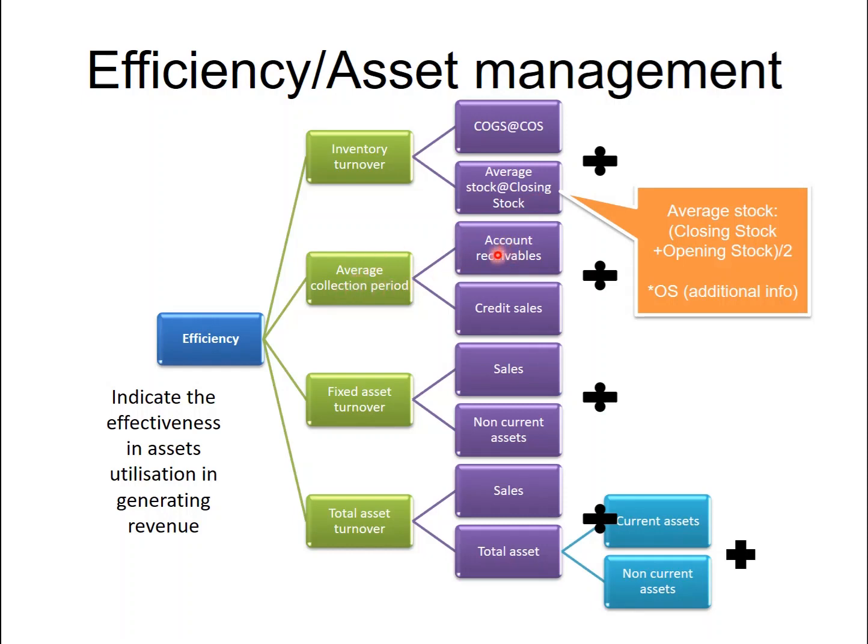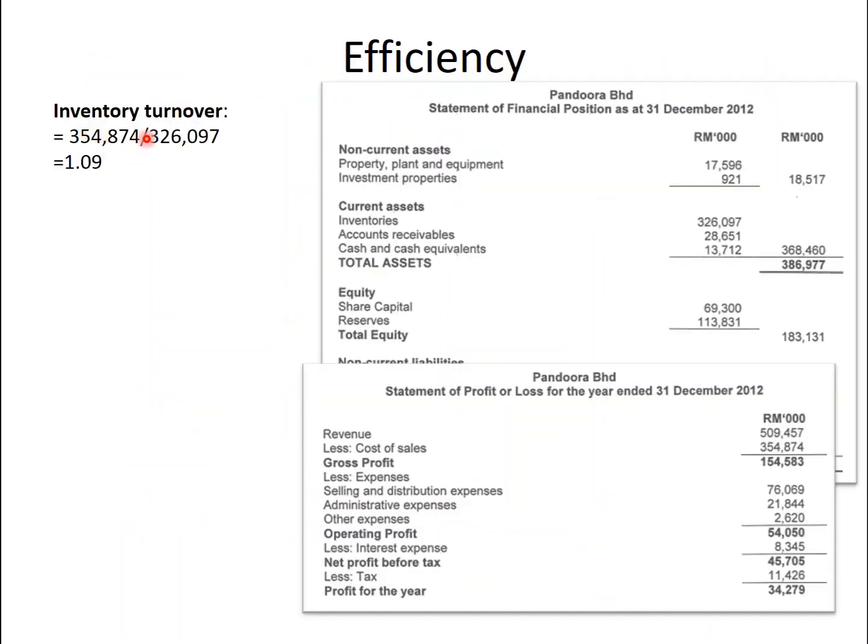Next is average collection period. The formula is accounts receivable divided by credit sales. Fixed asset turnover. The formula is sales divided by non-current assets. Total asset turnover. The formula is sales divided by total assets. Total assets are represented by current assets plus non-current assets.